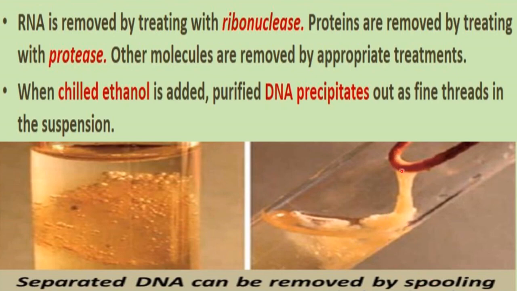We remove it with the help of this rod-like structure. When we dip this rod in the tube, the DNA comes out like this, and this is called spooling: with the help of a rod, we are removing the DNA from the suspension. This method is called spooling.